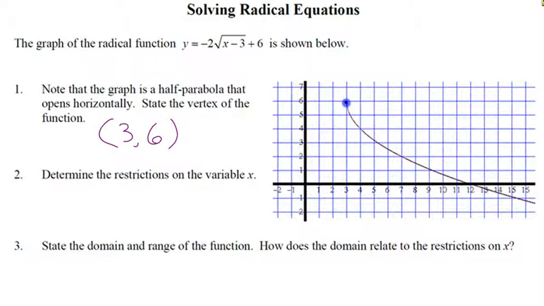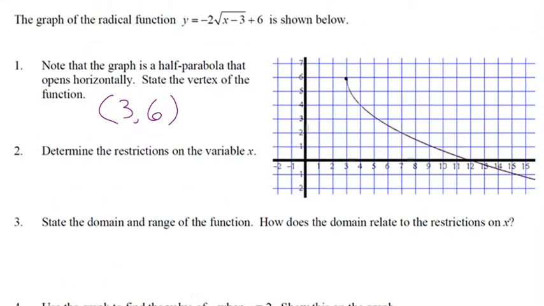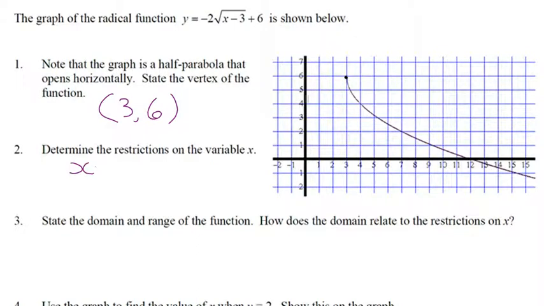What restrictions are there on the variable x? So what do we know about x minus 3? It can't be negative. So x minus 3 has to be greater than or equal to 0. What does that say about x? Yeah, x is greater than or equal to 3, because we know we can't have a negative underneath the radical sign.